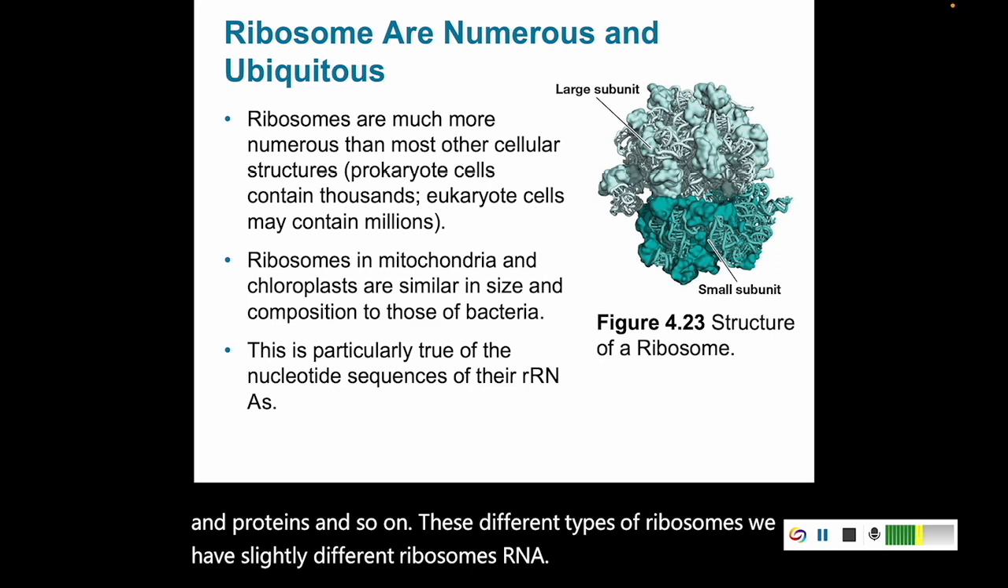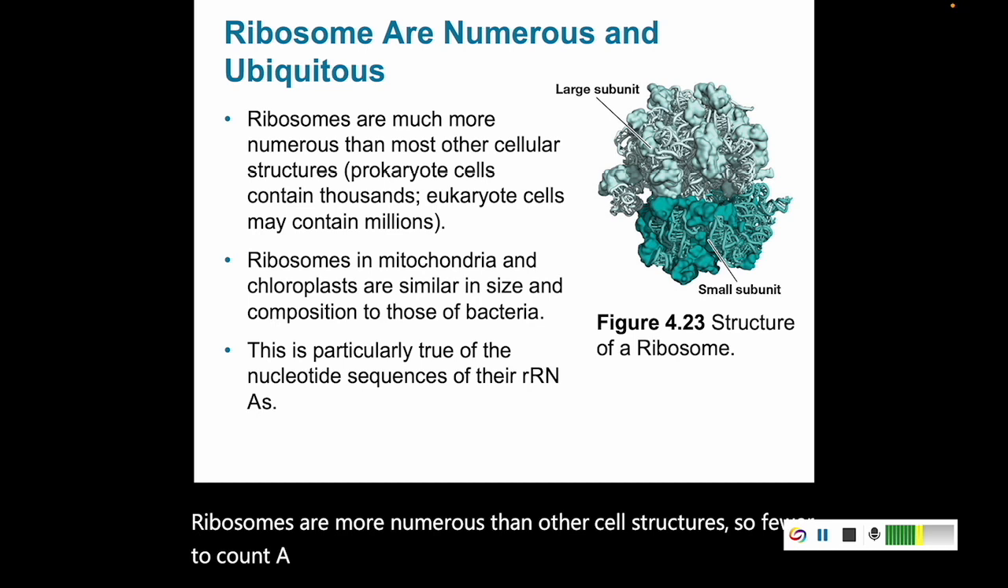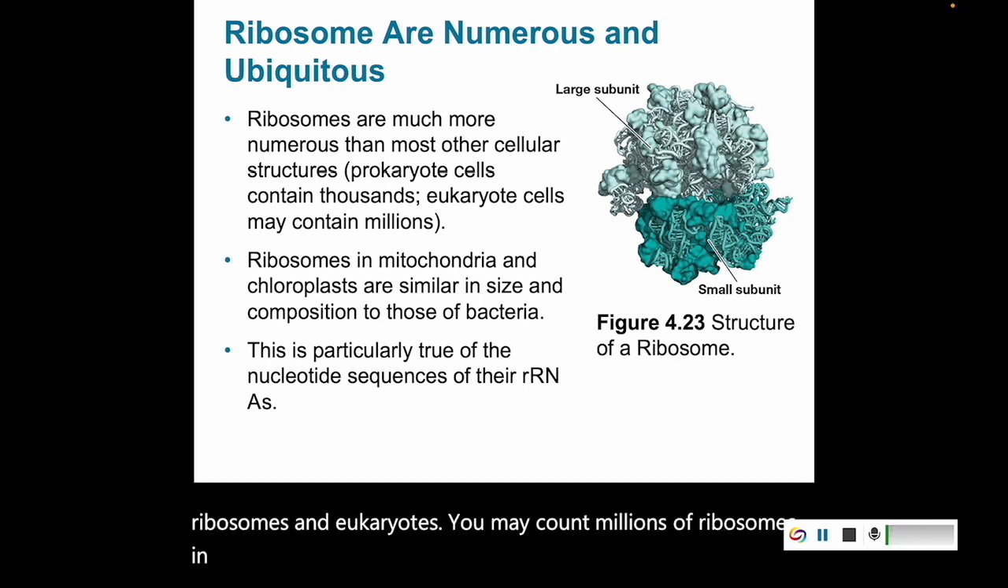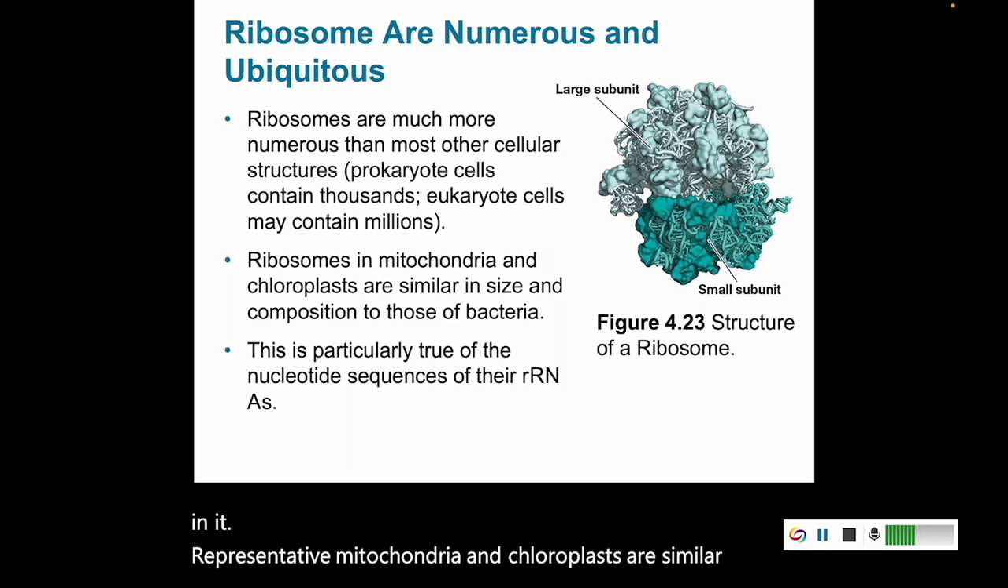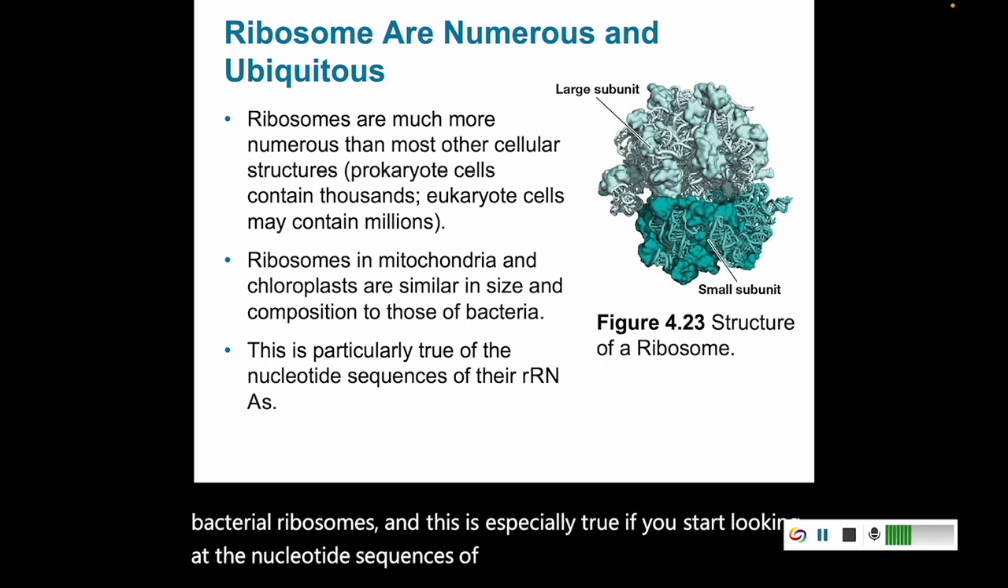Ribosomes are more numerous than other cell structures. So if you were to count a prokaryotic cell, you could count thousands of ribosomes. And in a eukaryote, you may count millions of ribosomes. Ribosomes in mitochondria and chloroplasts are similar to bacterial ribosomes. And this is especially true if you start looking at the nucleotide sequences of the ribosomal RNAs.